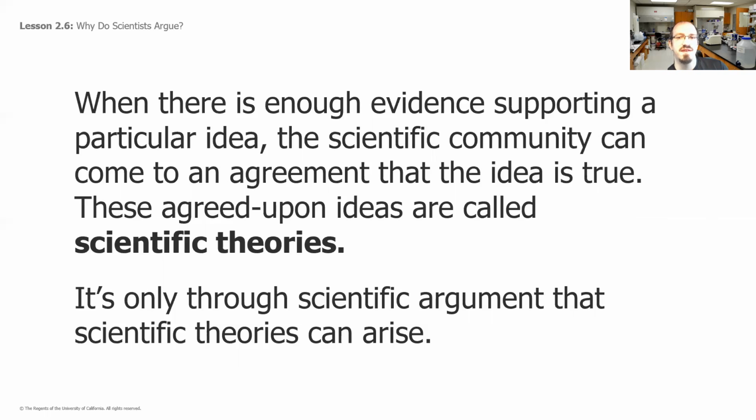And once there's enough evidence supporting a particular idea, the scientific community can come to an agreement that the idea is true. So those agreed-upon ideas are called scientific theories. So it's only through scientific argument that scientific theories can arise. And thinking all the way back to the beginning of the year, remember that when we're talking about a theory in science, it's not just an opinion. It's not just an idea somebody came up with. It's a very well agreed upon idea that's backed up by a whole lot of evidence, right?